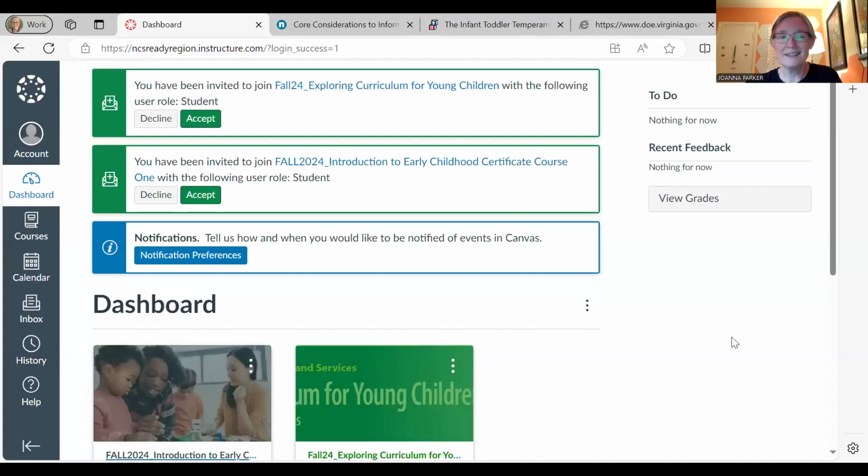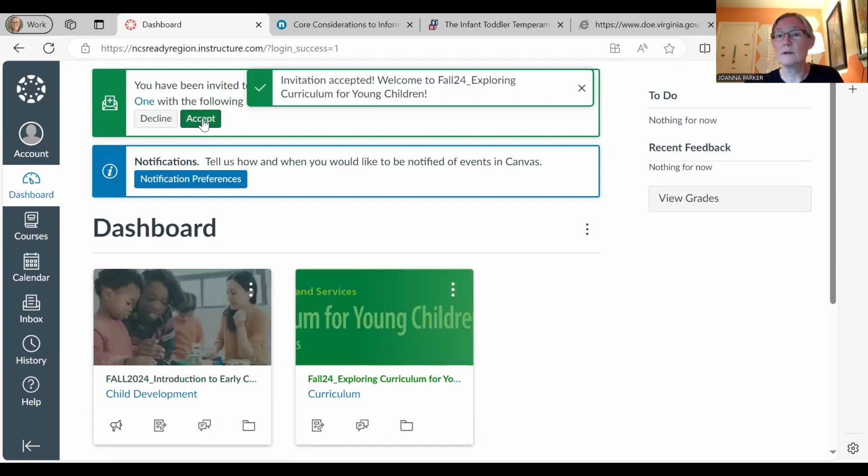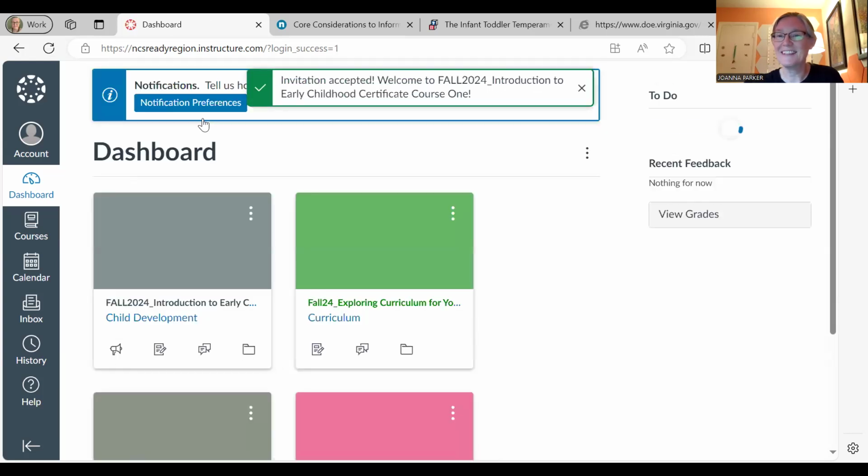So here we are in Canvas. You have been invited to Canvas, and we have walked through this and talked about it a little bit in the orientation for this course. But you can see here that this is what the course looks like when you first log in, when you've created your account. And you can see that I have invited myself to a number of courses here. So, for example, the Exploring Curriculum for Young Children. So if I accept that, and I'm going to go ahead and accept the other course that was sitting out here.